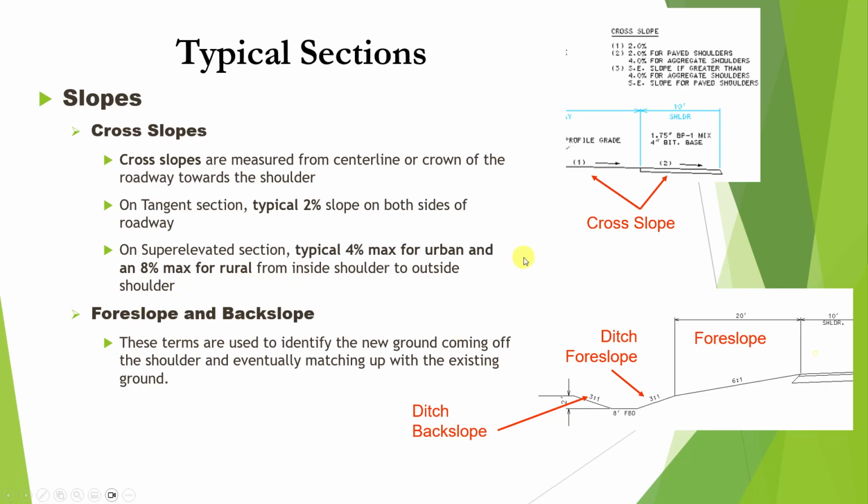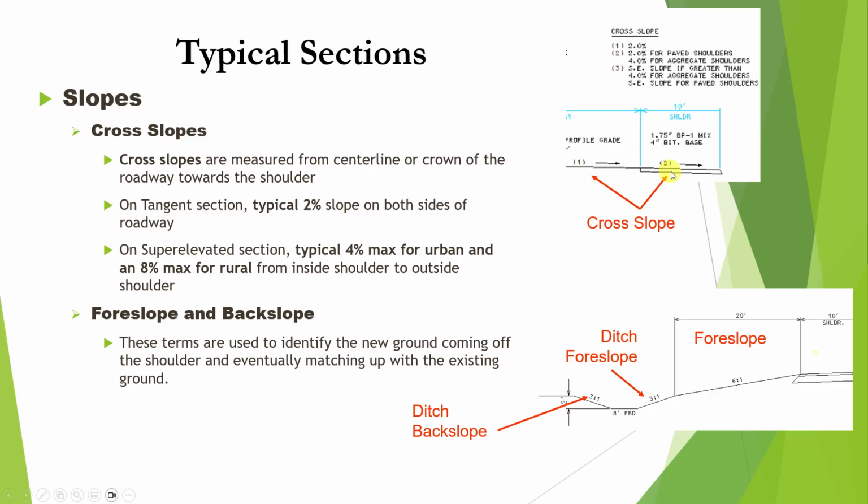These terms are used to identify the new ground coming off the shoulder and eventually matching up with the existing ground. So let's look at these examples. Up here you see parentheses. We see a 1 that says 2%. So if we come down here and we look at this area, this profile grade says look at number 1. Okay, 1 means this is going to be 2%.